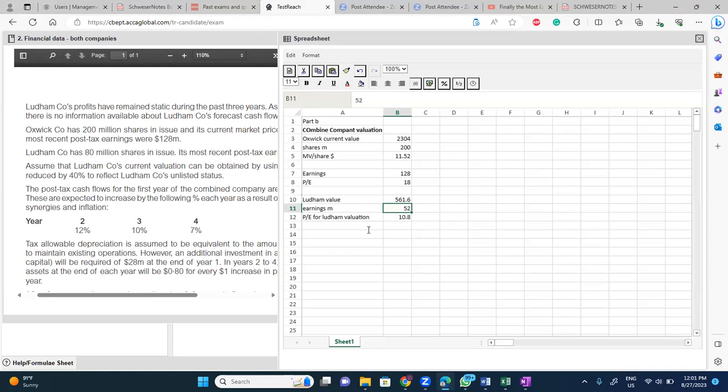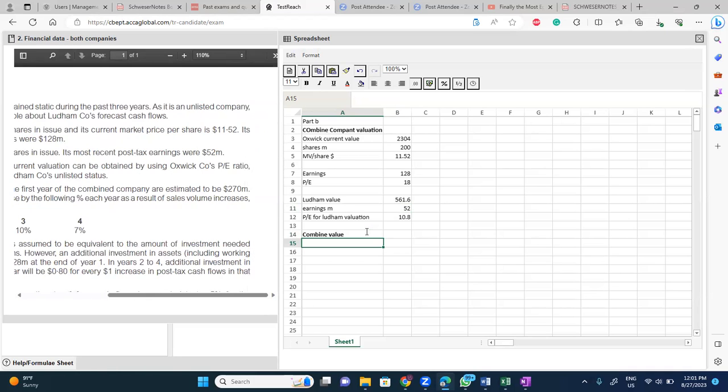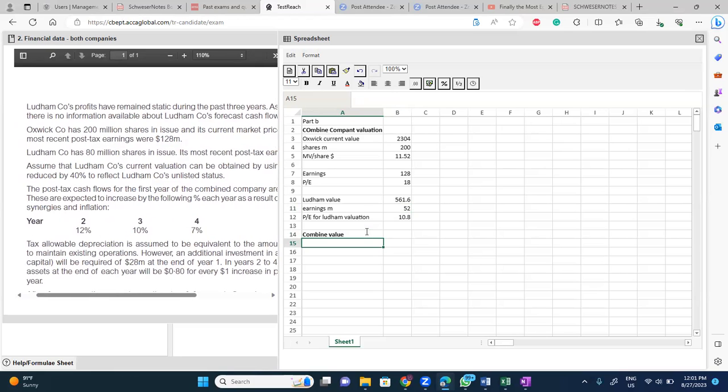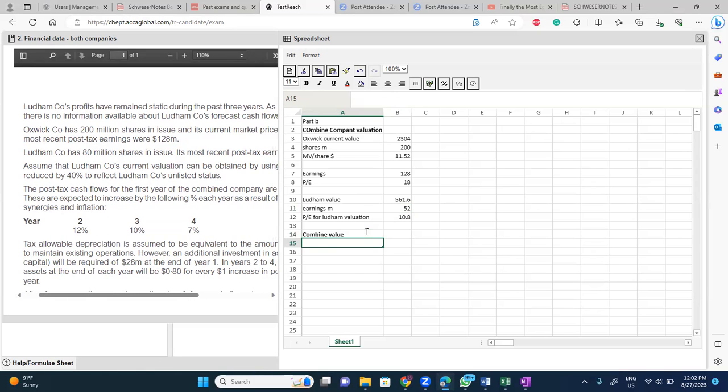Okay. Now let's calculate the combined value. Combined cash flows are given. These are of 4 years. So write the $ million, and the years: 1, 2, 3, 4.